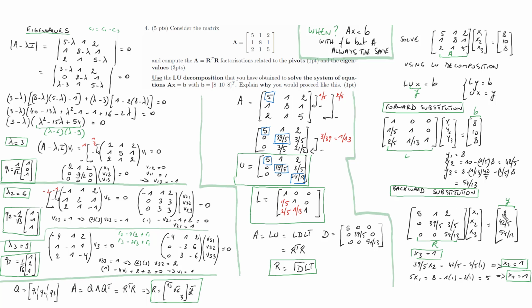Then you have to solve this system of equations, where again you can use substitution, backward substitution in this case, because you start with x3. If you do the computations, you can see that x3 is equal to 1, x2 is equal to 1, and x1 is equal to 1. This concludes question 4, and this concludes the exam of this year. Thank you.